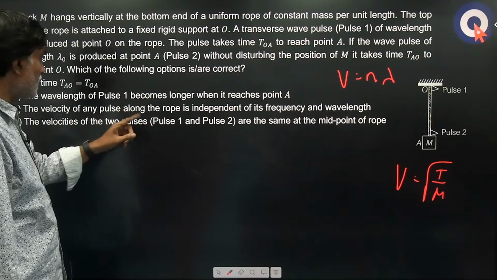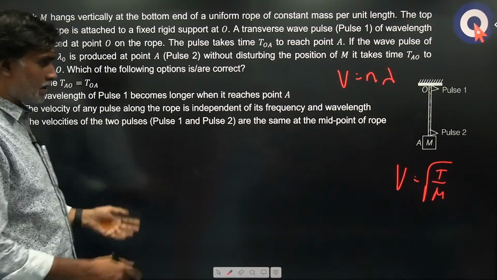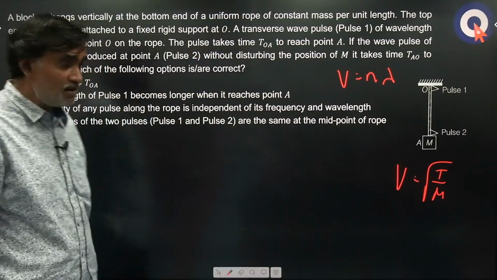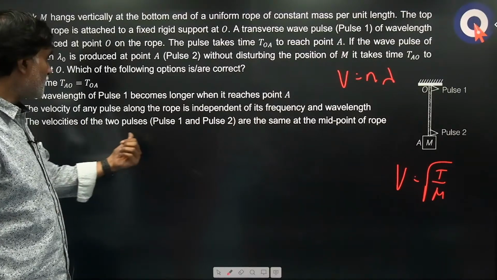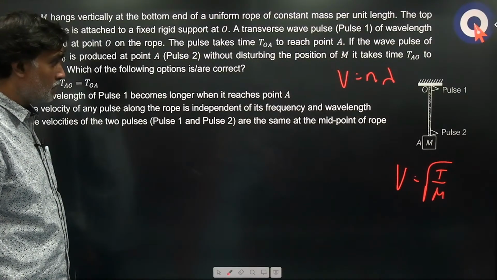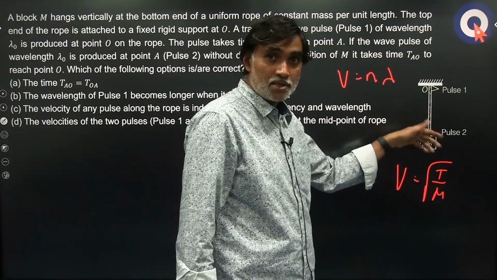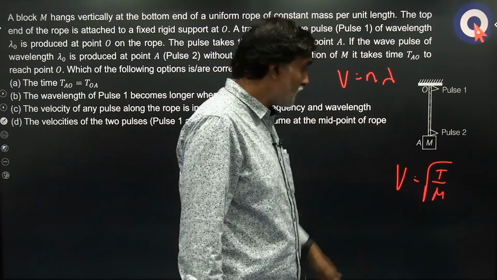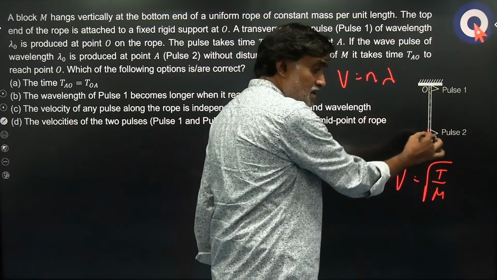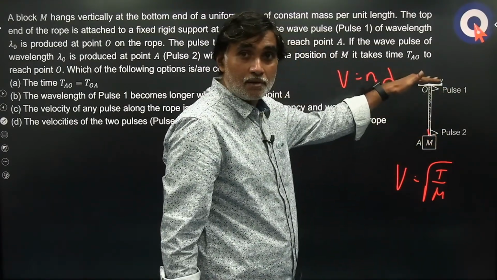The velocity of any pulse along the rope is independent of its frequency and wavelength. That is correct anyhow, root of T by mu. So velocity is independent of wavelength and frequency. The velocities of the two pulses, pulse 1 and pulse 2, are the same at the midpoint of the rope. That is also correct. At the midpoint, because tension is the same, their velocities have to be the same, okay. But what happens if this mass is comparable to this mass, then as you go up, what happens to tension?